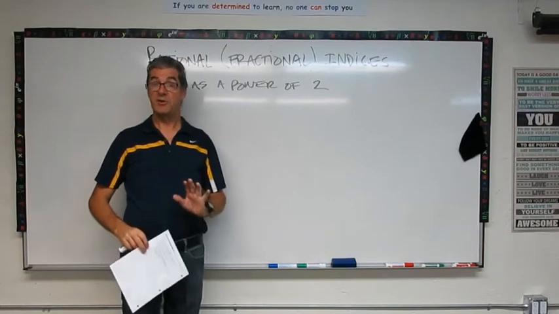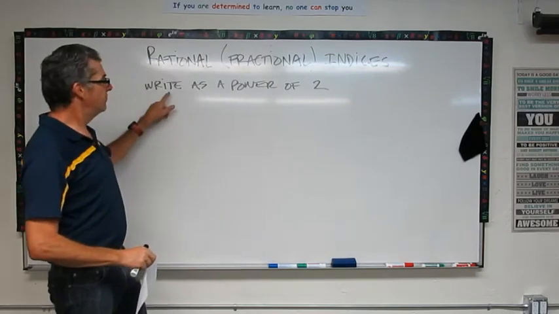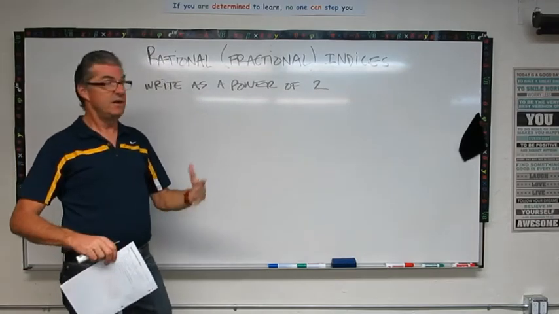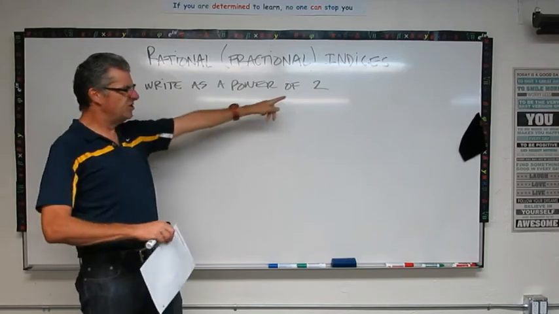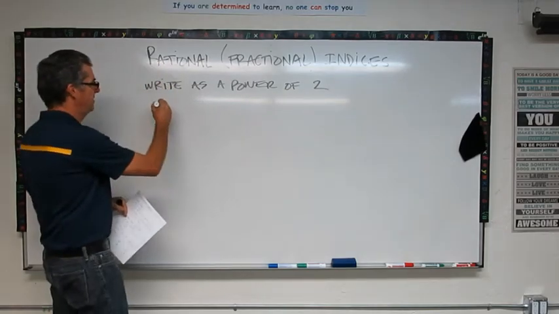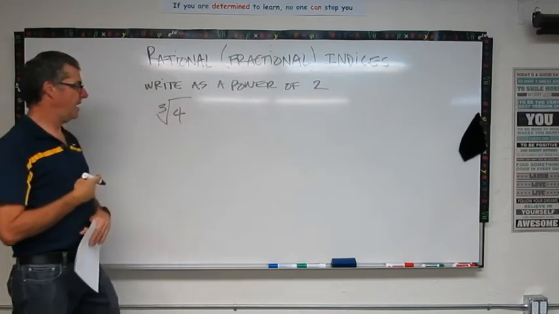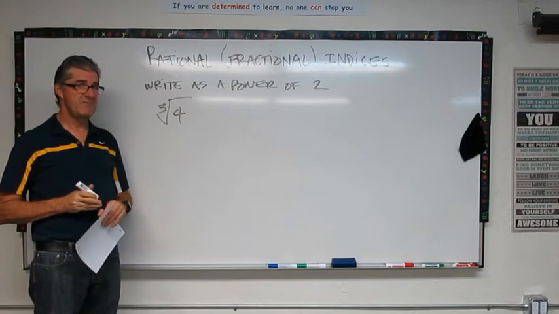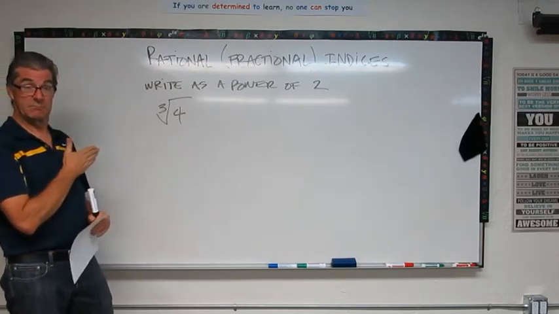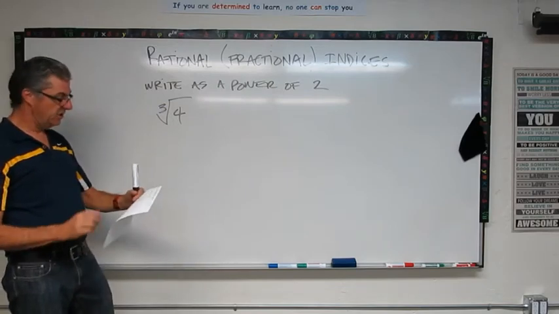Okay, another instruction you might see on the exercises or on your homework is this. Write as a power of 2. It might say write as a power of 3. Any other number is fine, but we're going to do some with powers of 2. So let's try one. Okay, now it might not be immediately obvious how you would do that. I don't see any 2's there, right? That's just the third root of 4. But let's take a look here.